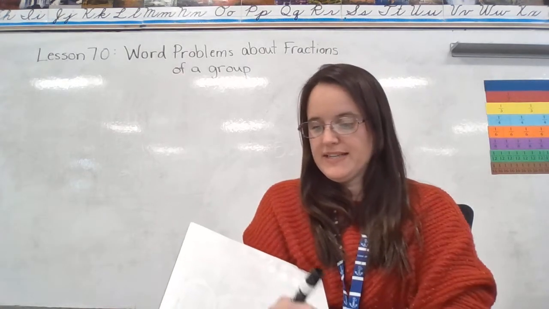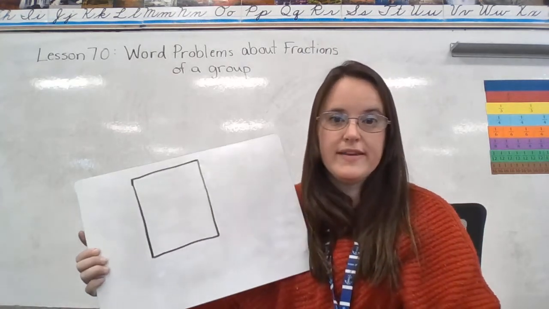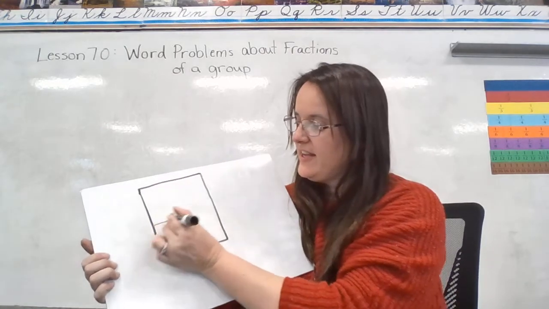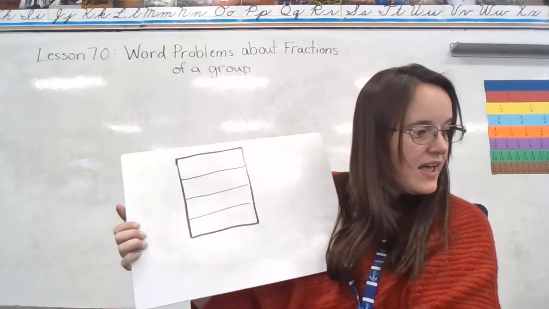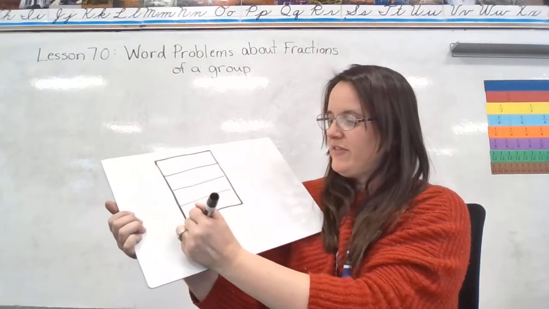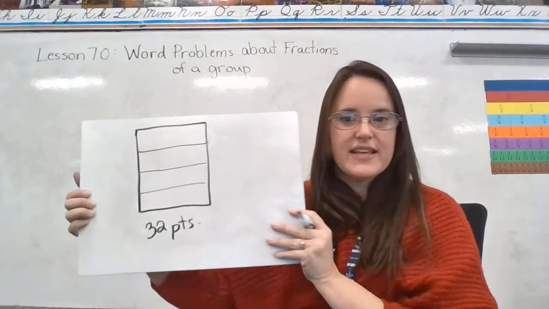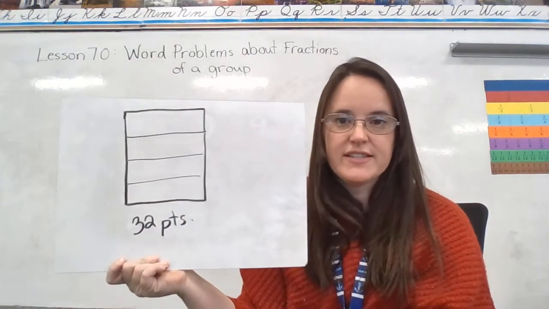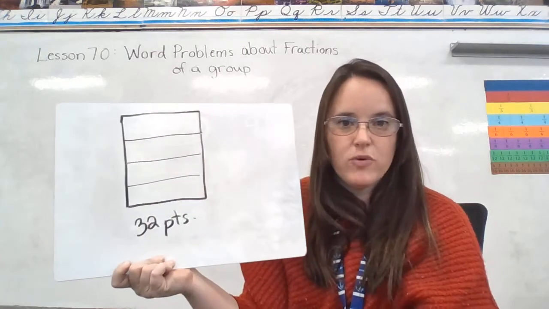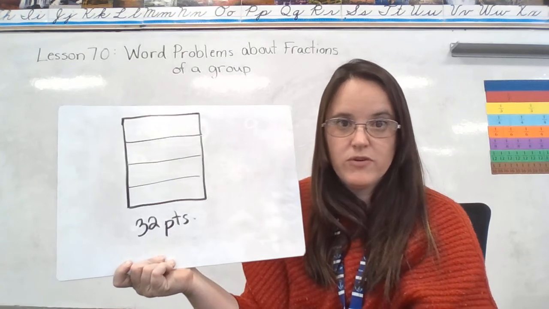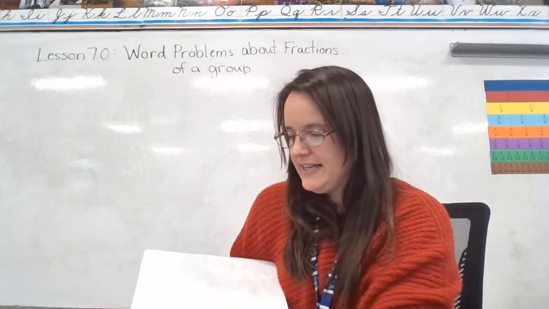Once again, we'll make a rectangle. And this time it says 1/4. So we're going to divide it into 4 equal pieces. They scored a total of 32 points. So this is another memory fact. We have to take this 32 and divide it evenly into our 4 pieces. So 32 divided by 4, it's going to be 8 points in each section.